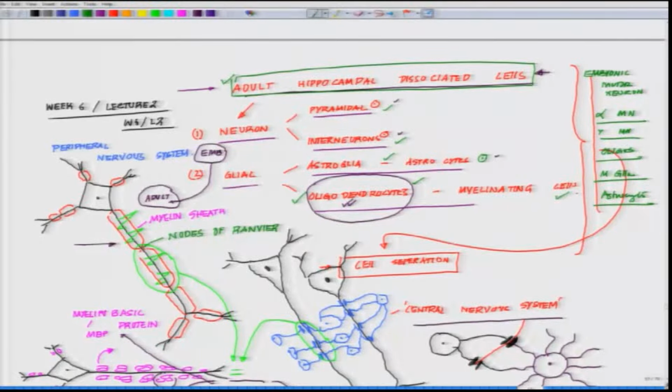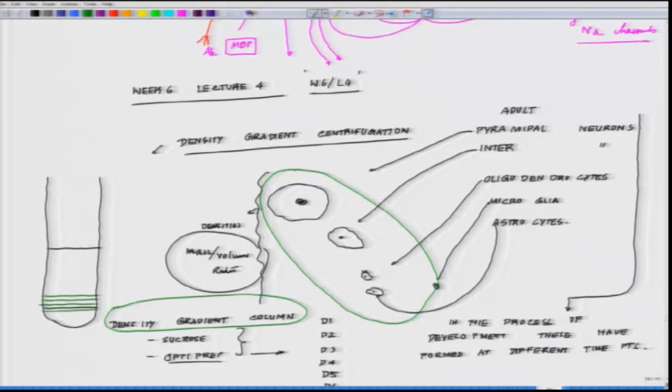And the technique which was followed was the same. And this was the very first paper. If I can dig out the paper, I will definitely circulate it. They form a density gradient column, and on a density gradient column, they separate out these cells.